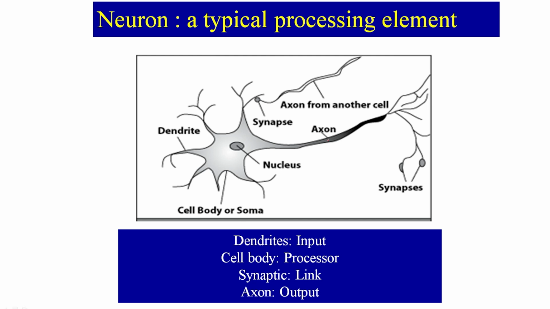So you see this is the axon which sends the output, and this is your dendrite which takes the input, and between these two you have the cell body, the processor. Once the output is sent, it has to link with other cells or neurons, and that is done by synapses. Synapses act as a link. So, as I said, the human brain is a parallel processing system.